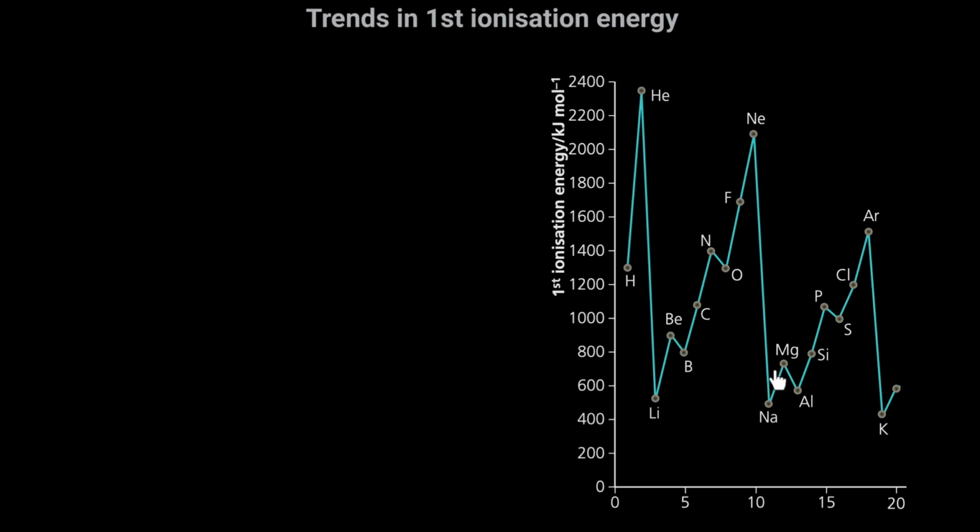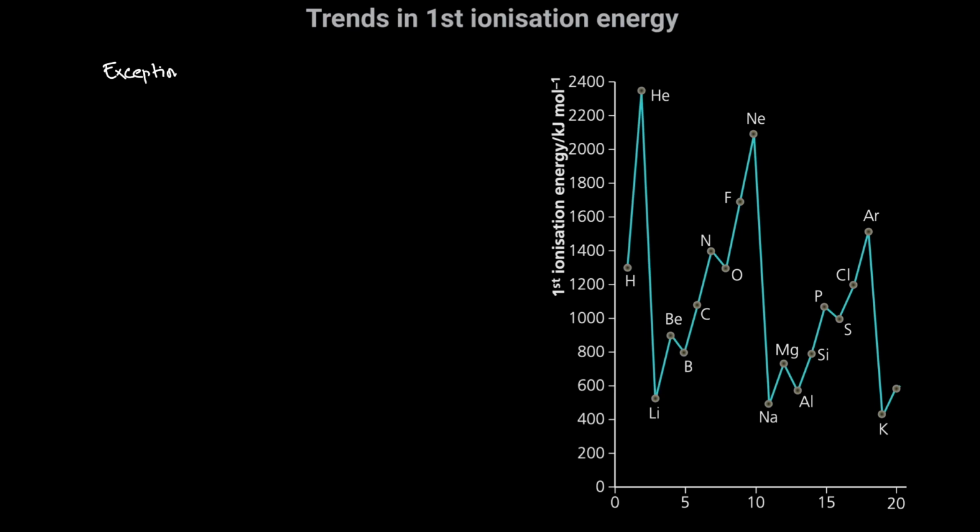Similarly, if you look at the third period, it's increasing from sodium to argon. That's the general trend. But again, you see a dip from magnesium to aluminum and phosphorus to sulfur. So here you have two classes of exceptions. What are the two exceptions in the trend?